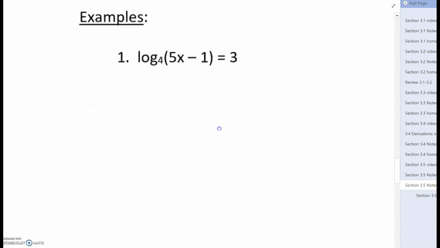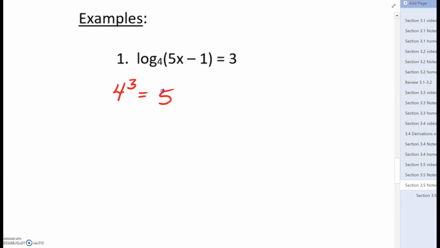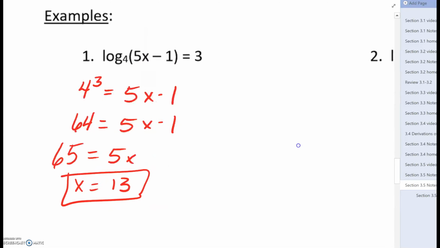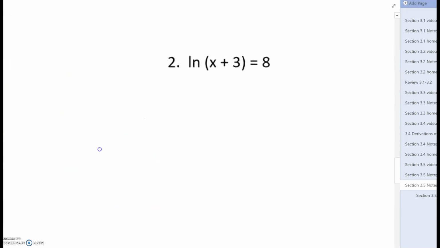So let's look at number 1 here. I've got log base 4 of 5x minus 1 equals 3. As soon as you have a single log on the left, you go ahead and change it to an exponential. 4 to the third equals 5x minus 1. And 4 to the third, 64, equals 5x minus 1. And then just do the easy algebra. 65 equals 5x, so x is 13. Again, quickly double check. 5 times 13 minus 1 is positive. No problems there. 13 is the answer.